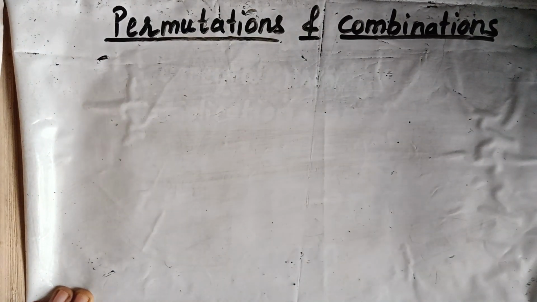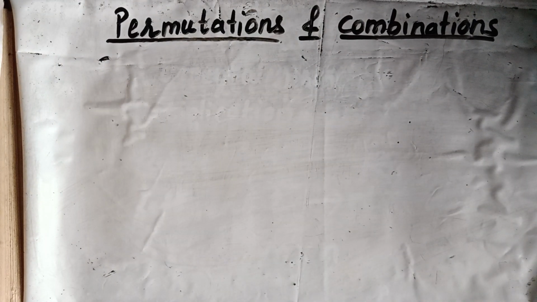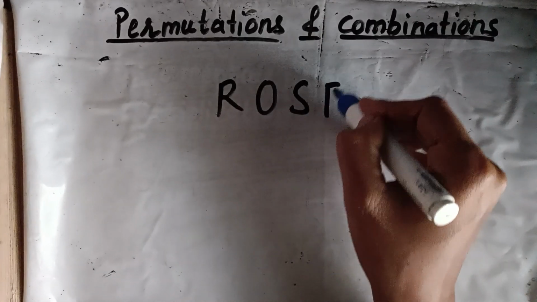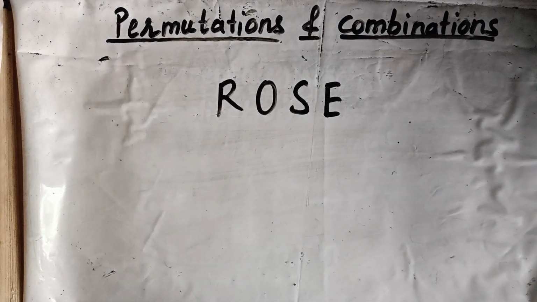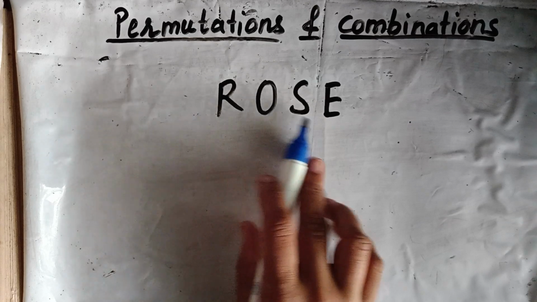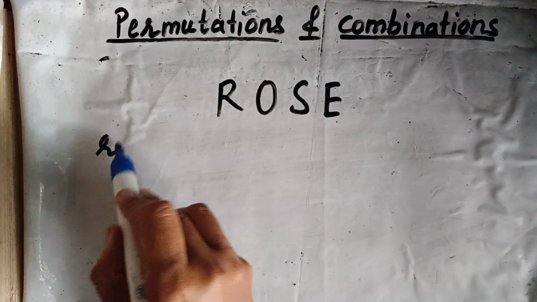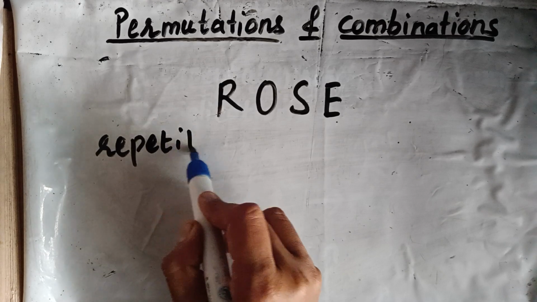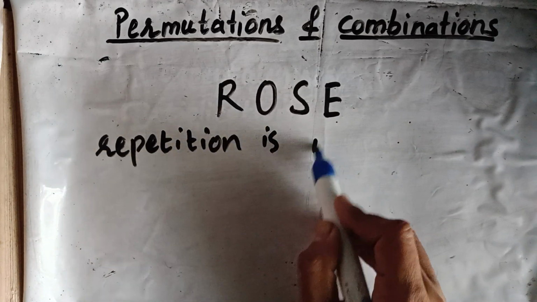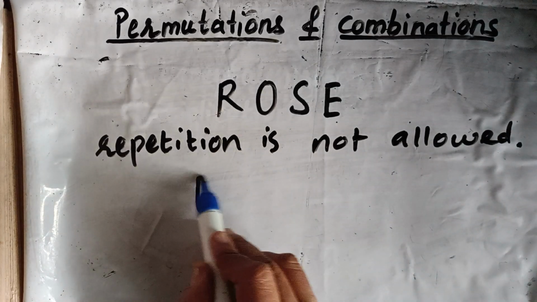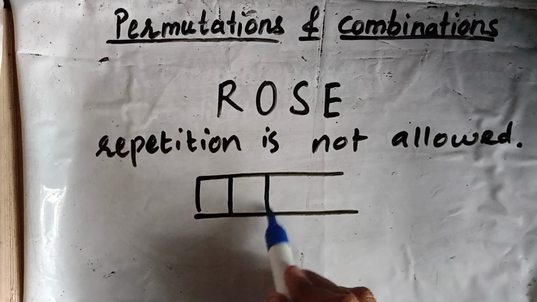Find the number of 4-letter words, with or without meaning, which can be formed out of the letters of the word rose. This is the word given and we have to make use of these letters to make a 4-letter word where the repetition of the letters is not allowed. So repetition is not allowed. So we have 4 places to be filled.